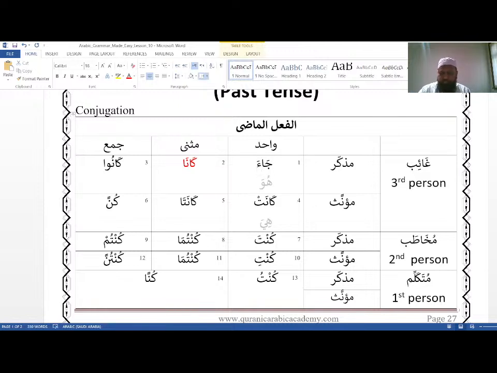جاء. The middle letter is alif. It is ajwaf, but this middle letter alif was changed from ya. The original was ya, and this will come from the group bab daraba. So jaa, jaa.